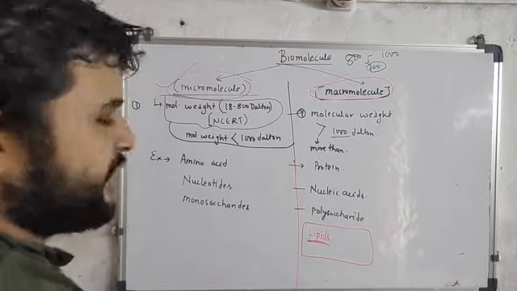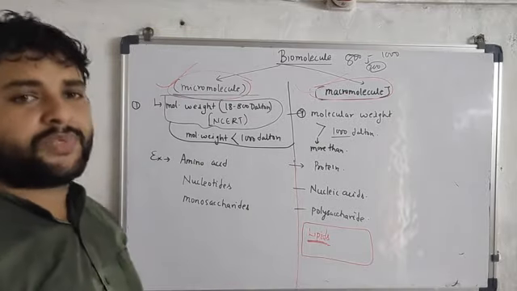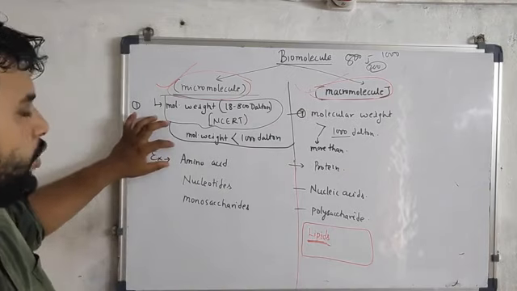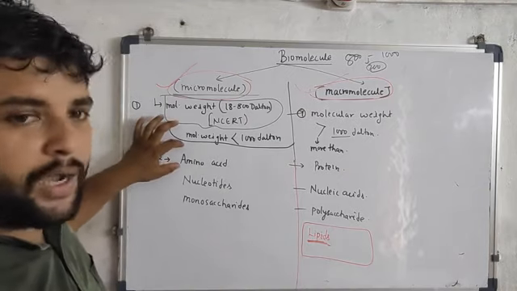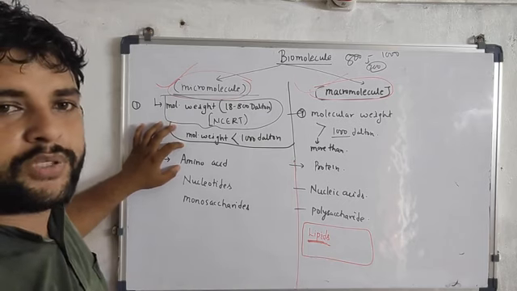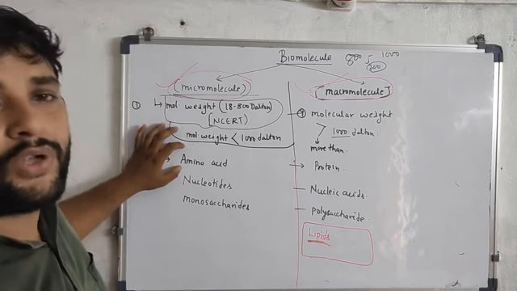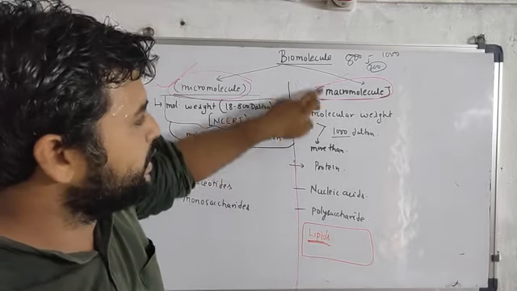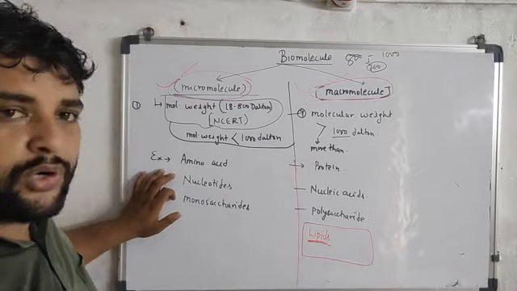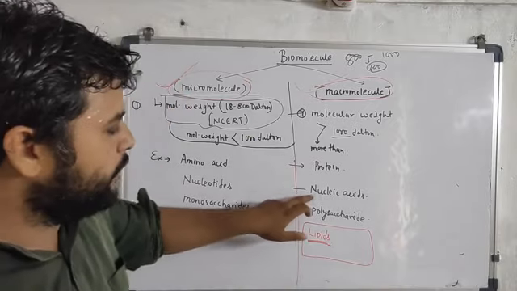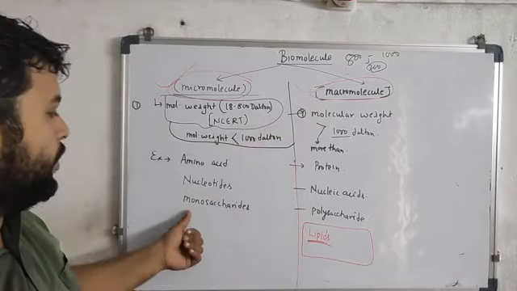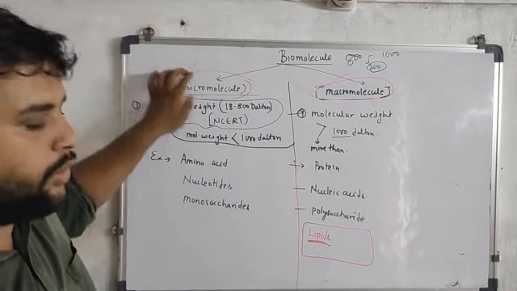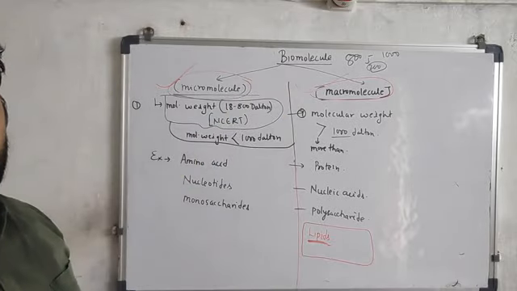Now let us consider the examples that come under the micromolecule and the macromolecule. The monomeric unit is the amino acid. Various amino acids combine to form what? Protein. So amino acid is the micromolecule and protein is the macromolecule. Nucleotide is the micromolecule, nucleic acid is the macromolecule. Various monosaccharides combine to form polysaccharide. So monosaccharide is the micromolecule and polysaccharide is the macromolecule.